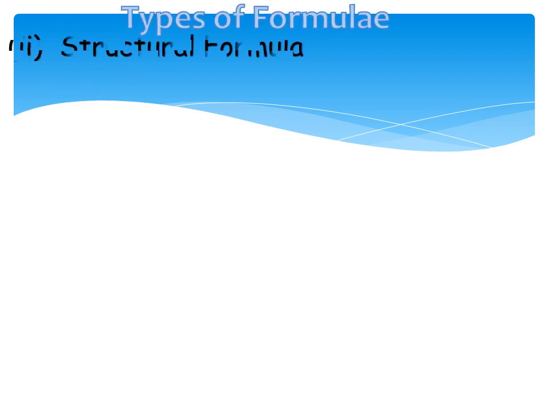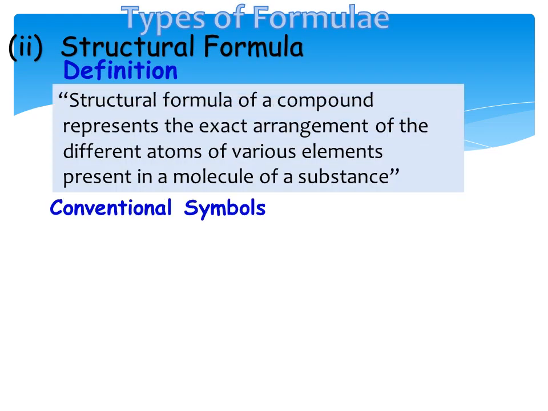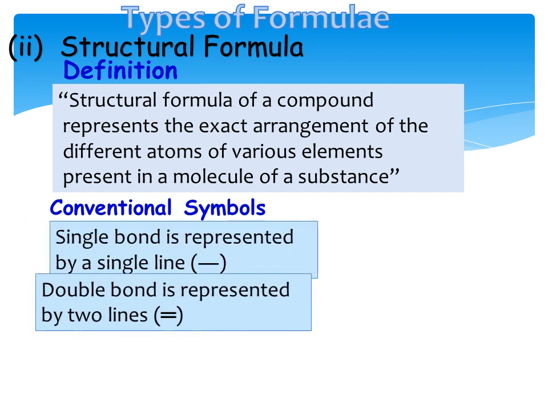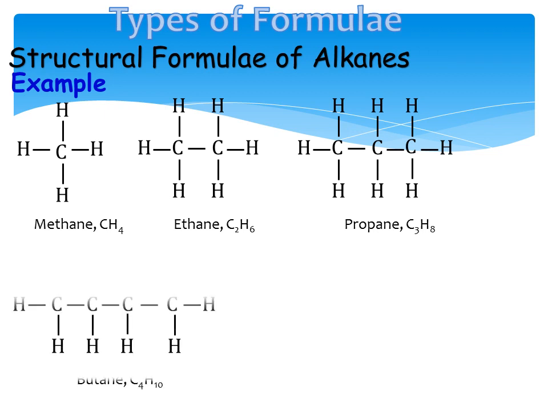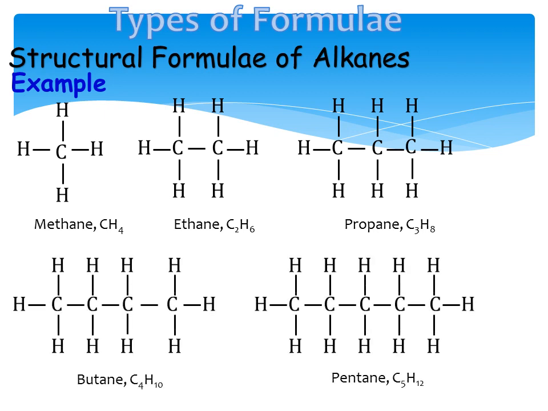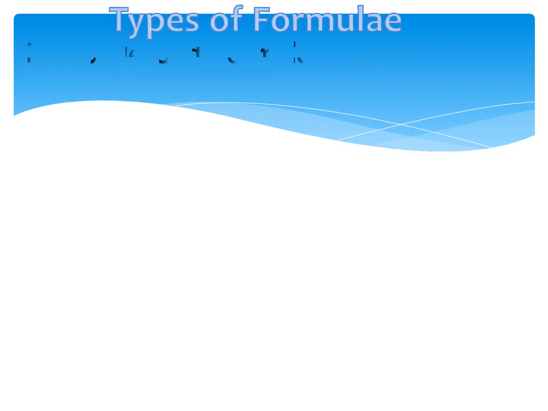The second form of formula is the structural formula, where we show the exact arrangement of different atoms of various elements present in a molecule. Conventionally, a single bond is represented by a single short line, a double bond by 2 short lines, and a triple bond by 3 short lines. For the examples of methane, ethane, propane, butane, and pentane, they have 1, 2, 3, 4, and 5 carbon atoms respectively, and each valency of carbon is satisfied with hydrogen bonds.